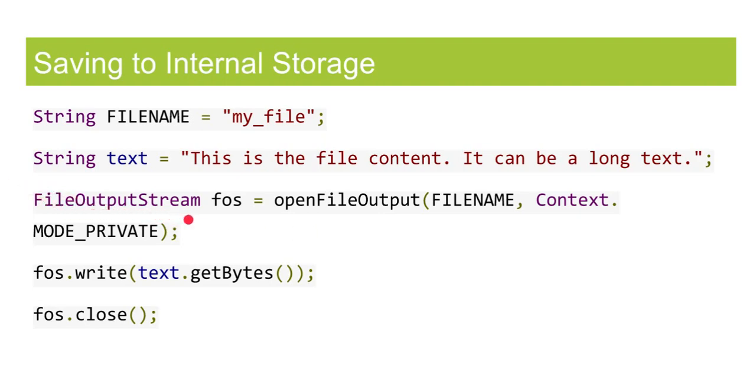FileOutputStream fos equals openFileOutput. This method is available in the context or your activity class, and you can pass it two parameters. First is the file name, and the second is the mode, private. You would want to keep it private because you would not want your internal storage data to be accessible by other apps. So the openFileOutput method will open an output stream for us to write our data in bytes.